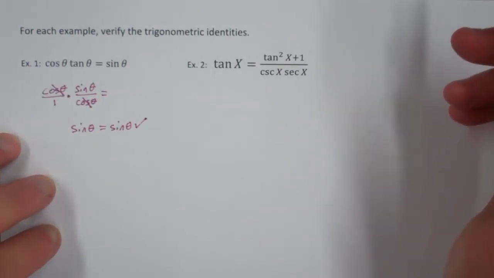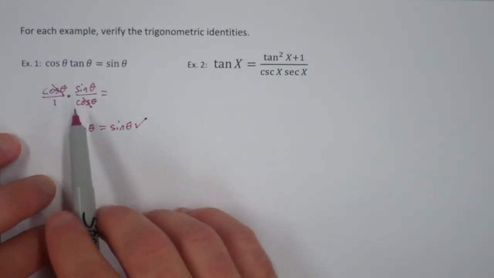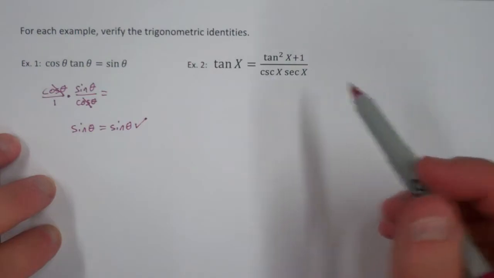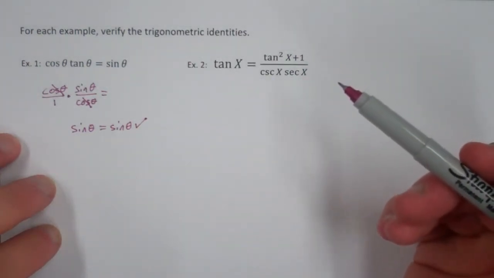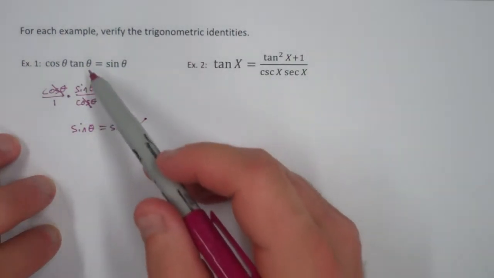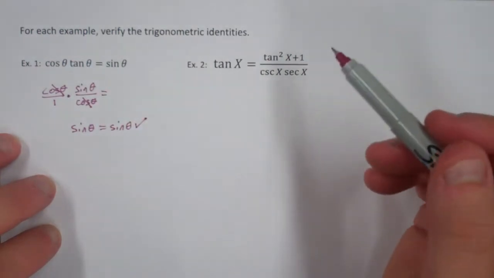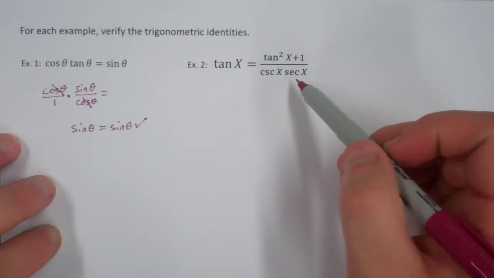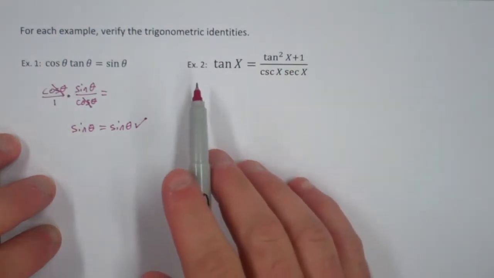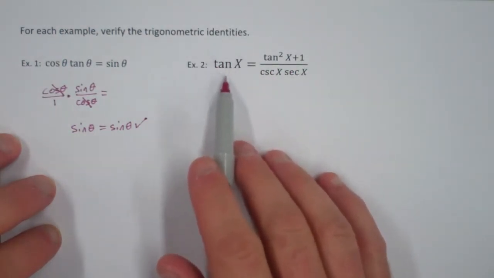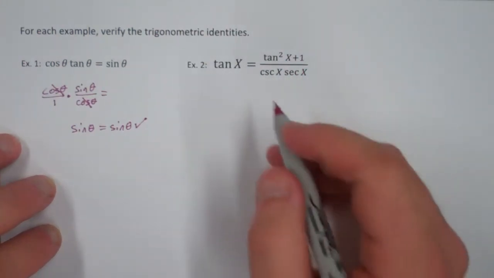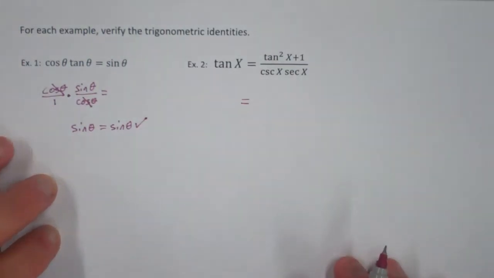For these types of problems, the work is the solution. You're supposed to get the left side to equal the right side. If you just wrote down sine of theta equals sine of theta, well, good for you, but it's actually this work that we're looking for. The one on the right hand side is a little more complicated. If we look at example 2, the left side is just the tangent of x, and then the right side is pretty complicated. So let's try to work on the right side.